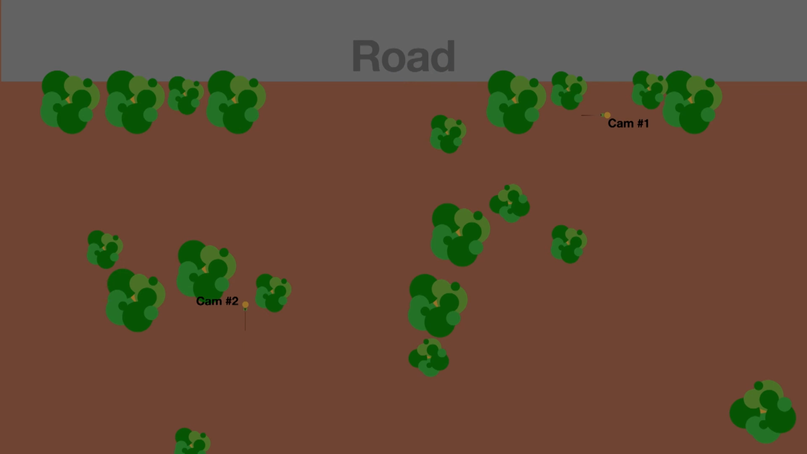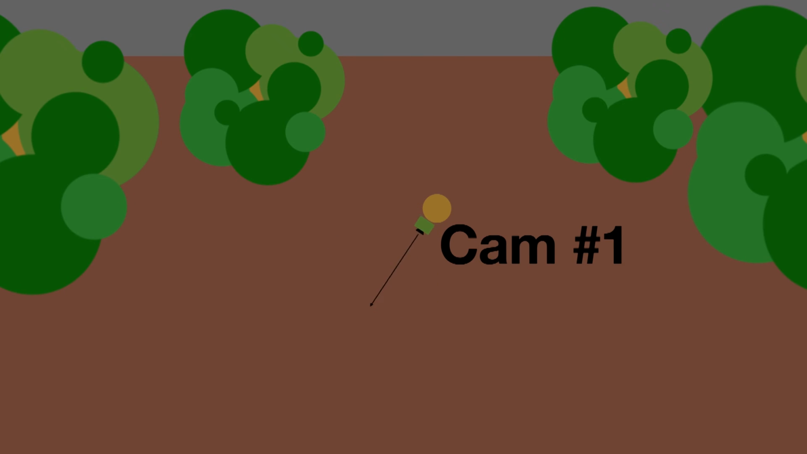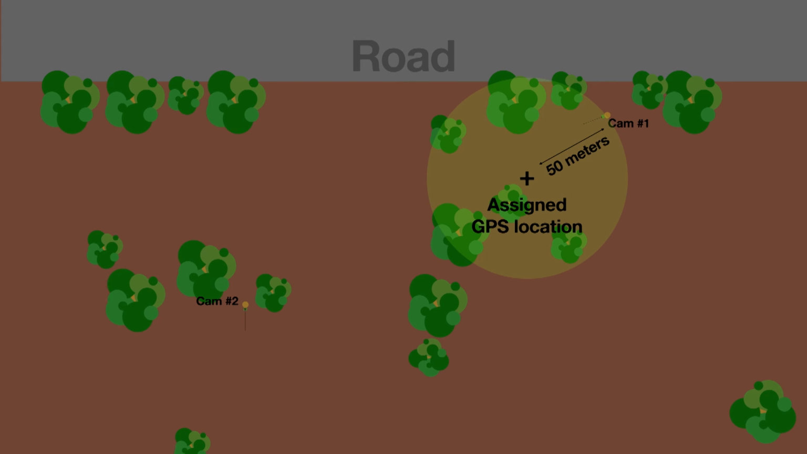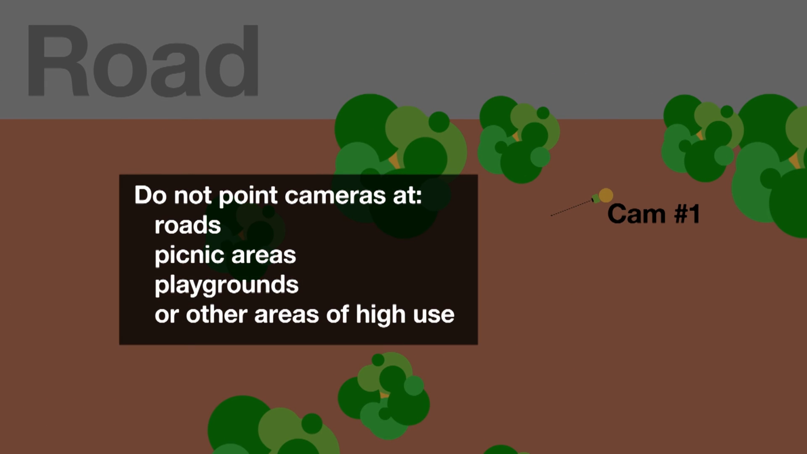Look for an area within your site that is clear in at least one direction and where there are not a lot of people or cars. If you have been assigned a specific GPS coordinate for your project, find the best location within 50 meters of that point. Do not point cameras at roads, picnic areas, playgrounds, or other areas of high use.